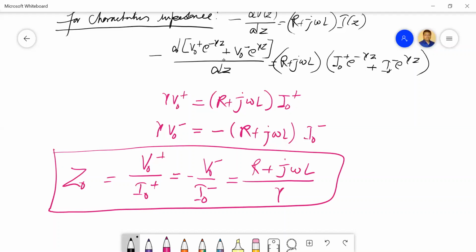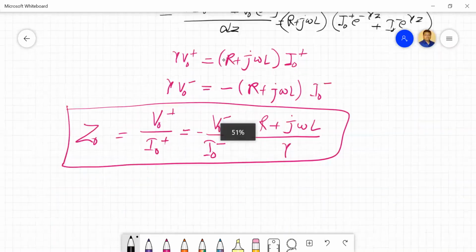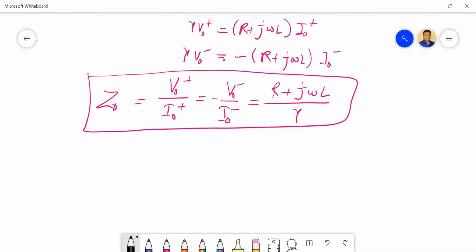Fine. So this is the characteristic impedance in terms of the known parameters. Now a little bit you can solve it further, and you can get the proper form. Let's take a condition here.